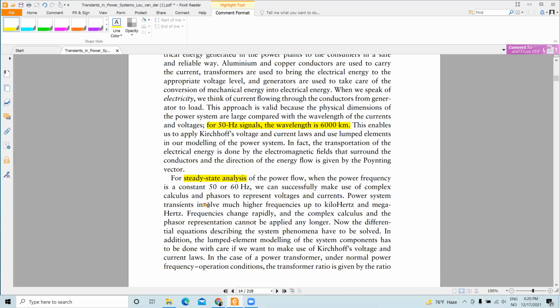Power system transients, however, involve much higher frequencies, up to kilohertz and megahertz. So this is very important. Frequencies change rapidly and complex calculus cannot be applied any longer. Now the differential equations describing the system phenomena have to be solved. So instead of using complex calculus and phasors, now we have to use differential equations to describe the phenomena.